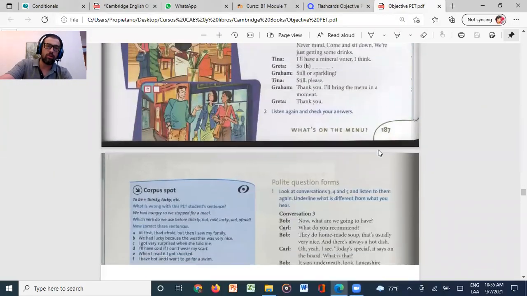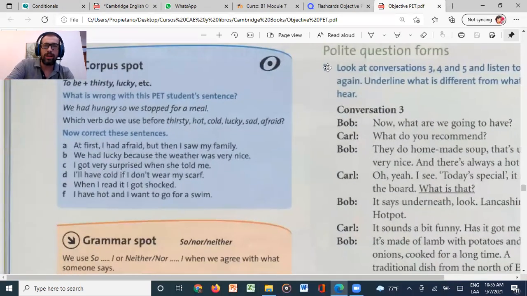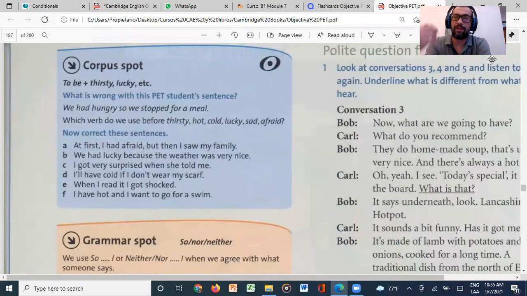Okay, let's continue with our lesson. Let me just share here very quick. And we're going to go to another corpus spot, which is very important because sometimes we get confused when we are talking about being thirsty, right? Or we tend to use the verb have or has, right? Some people say I have hungry, right? Or I have thirst.